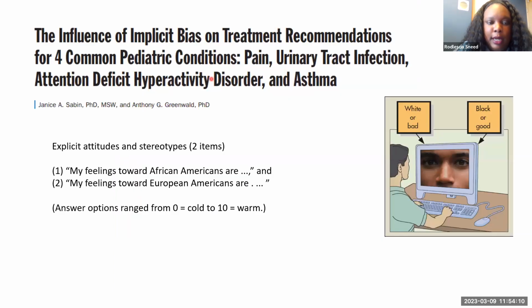And then one more that I wanted to show you, which I thought was really interesting. This was done among pediatricians. These are people caring for children who were also administered the IAT. And they're asked questions about their own explicit attitudes and stereotypes, so how they feel toward African Americans and European Americans. These pediatricians then also took the IAT to get the measure of implicit bias with respect to race.